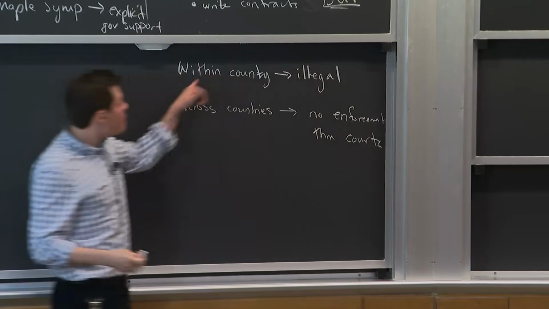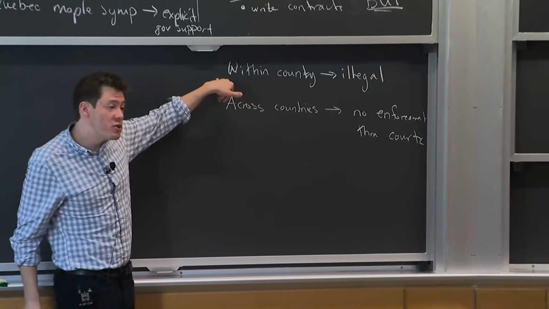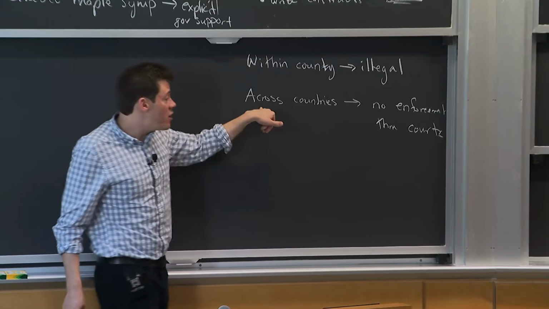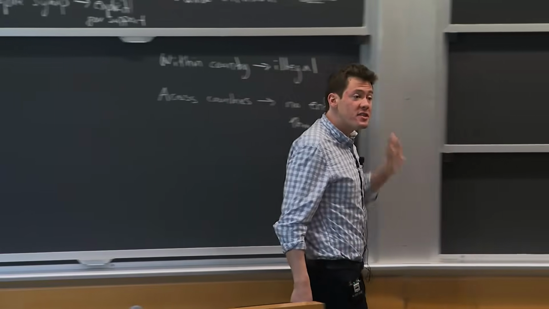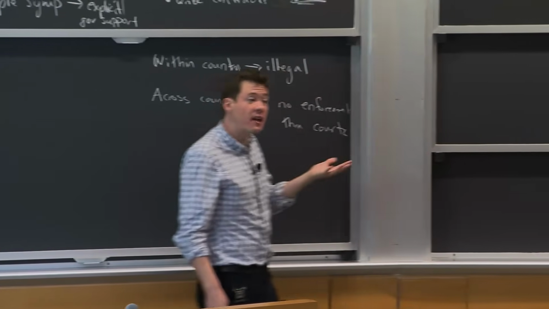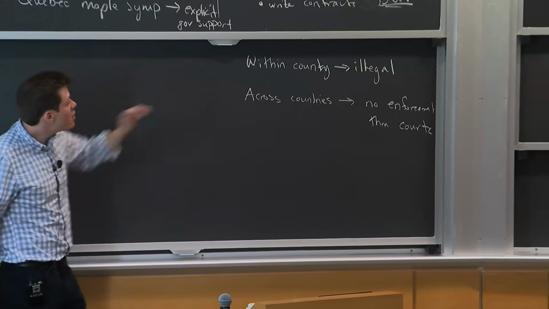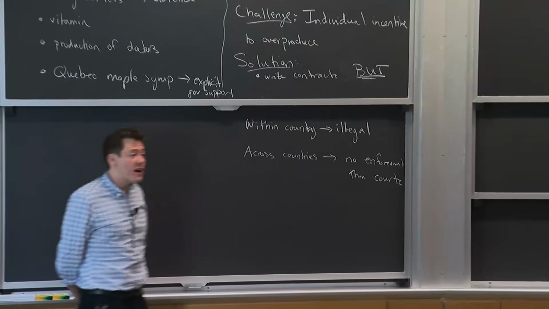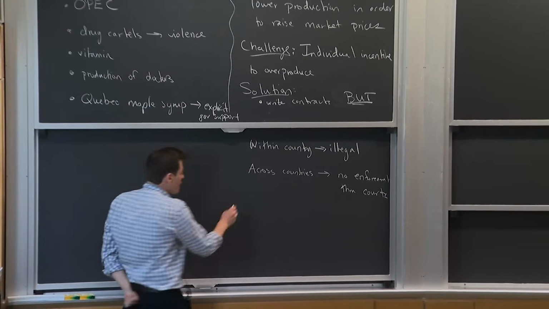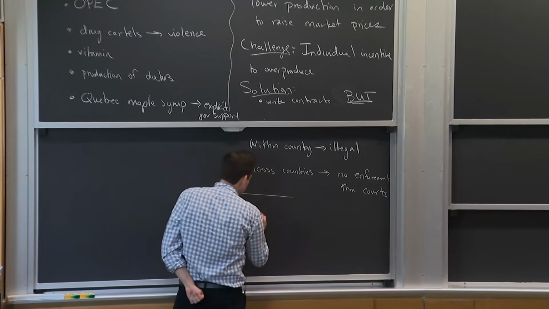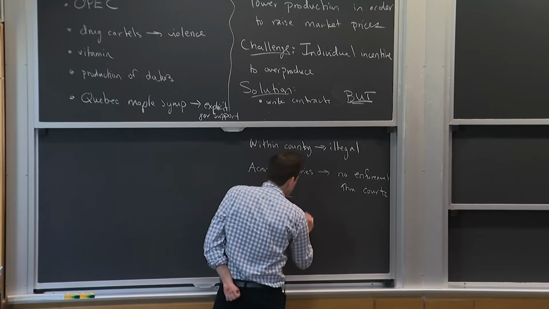So in both the domestic context, where collusion as a cartel is illegal, and the international context, where enforcing contracts between countries is challenging because we don't really have a court to enforce them, our initial solution of writing contracts becomes a challenge. And because of that, what we often turn to are implicit cartels.